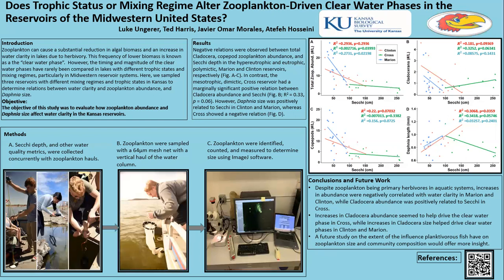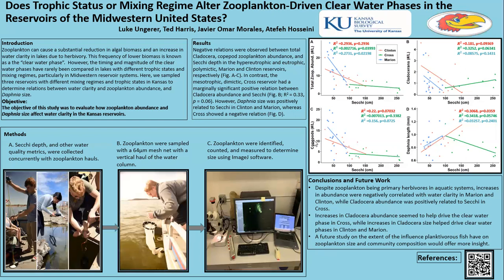Daphnia increased in size in Clinton and Marion, but decreased in abundance. However, the opposite can be said about Daphnia in Cross Reservoir. And then overall, there was no significant relation between copepod abundances and Secchi depth in any of the three reservoirs.